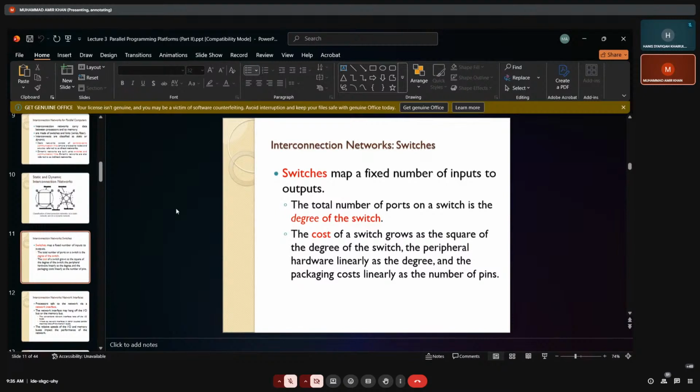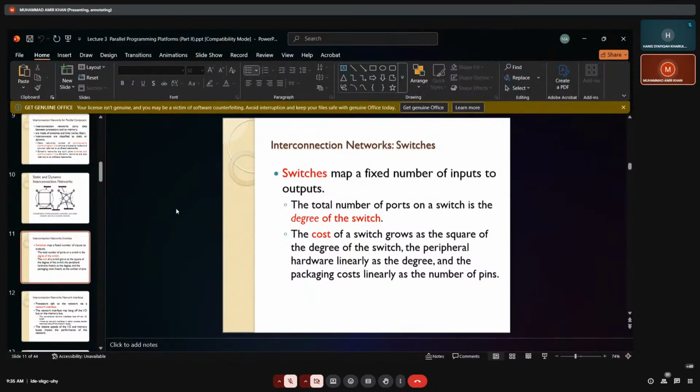Switches map a fixed number of inputs to outputs. The total number of ports on a switch is the degree of the switch. If a switch has 8 ports, we say its degree is 8. If a switch has 16 ports, we say its degree is 16. Understand? So this is the concept of switching.